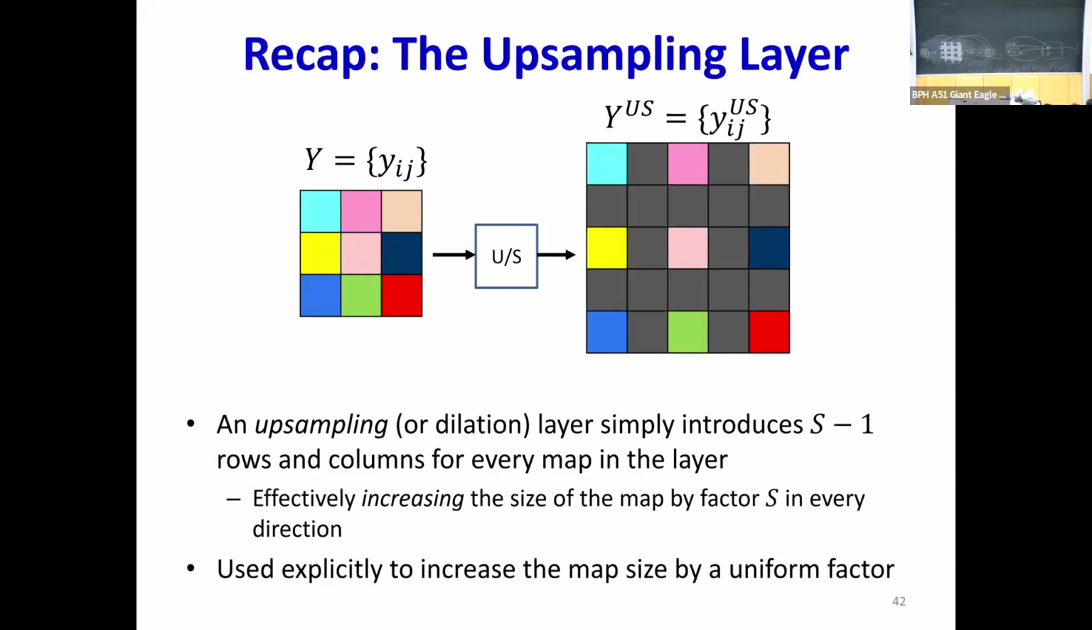And so when you're going backwards, what do you think the derivatives for upsampling are like? What do you think they're going to be like?